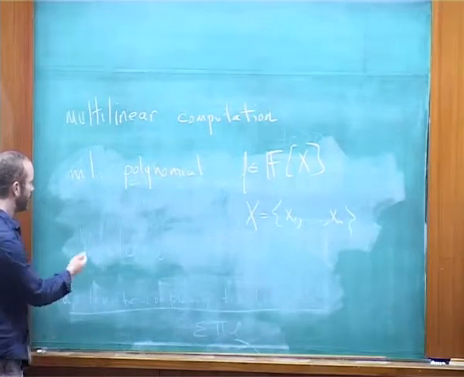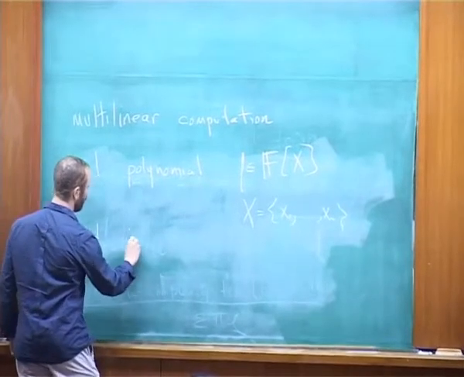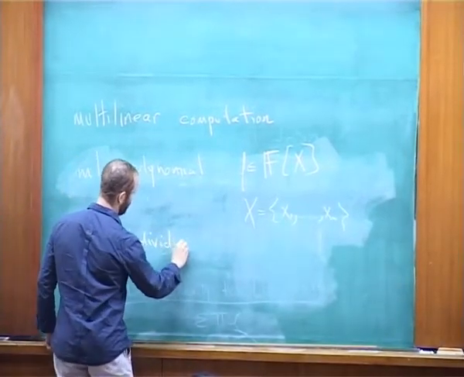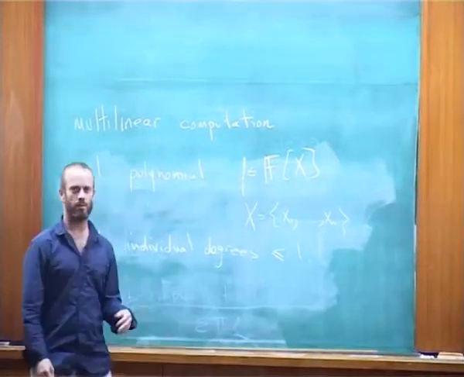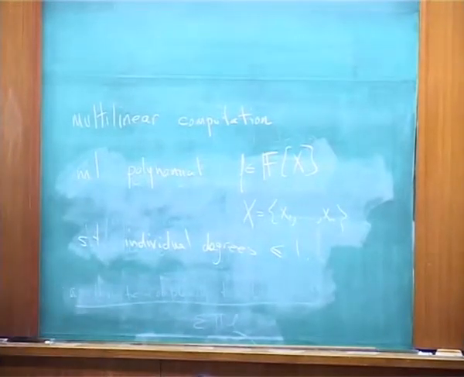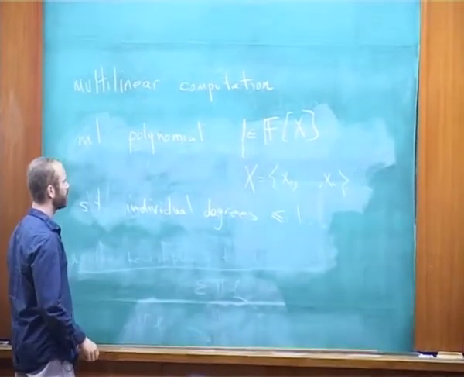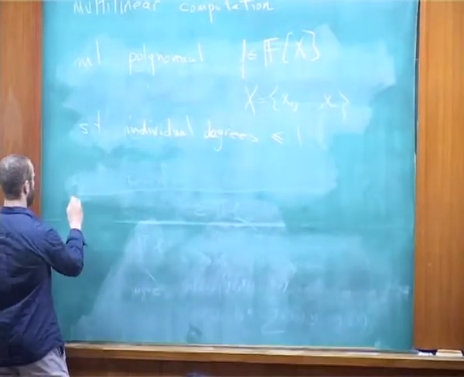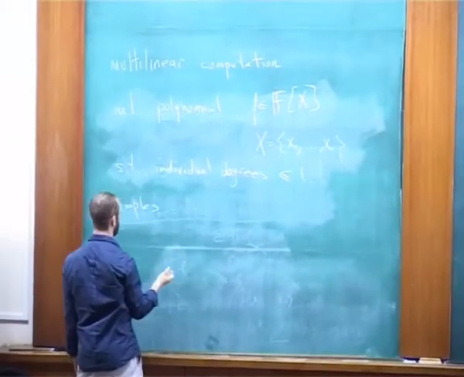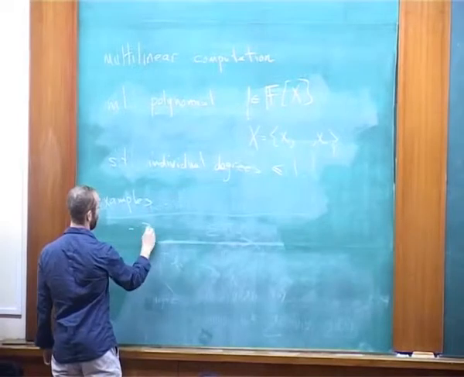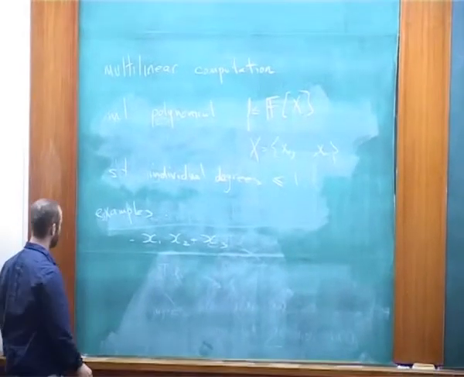A multilinear polynomial is a polynomial such that individual degrees are at most 1. Every variable either doesn't appear or appears with degree at most 1. Some examples: maybe a simple example is x1 times x2 plus x3. This is multilinear.